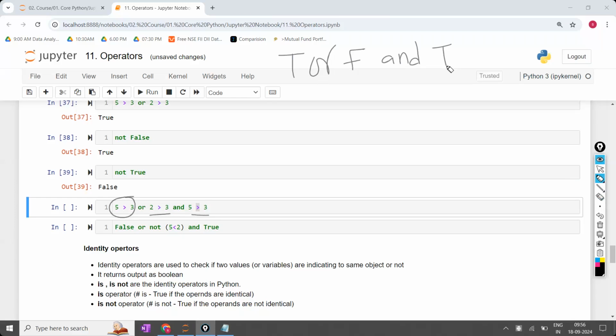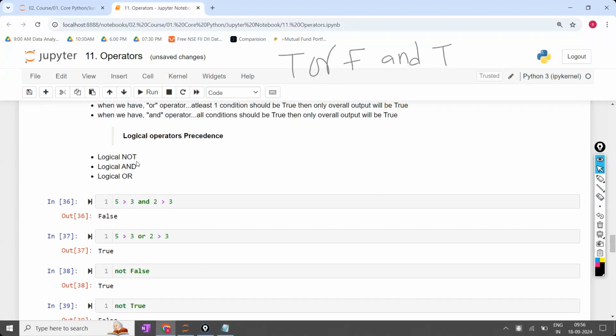Now logical operators are left. Which logical operator is the top priority, which one goes first? Within the logical operators, not is the top priority, followed by and, and then or. When you are comparing with different operators, that is the order. Within the logical operators, this is the order which you have to follow.